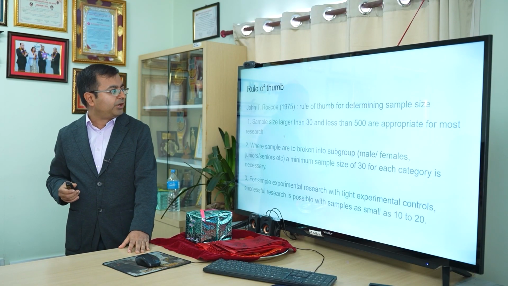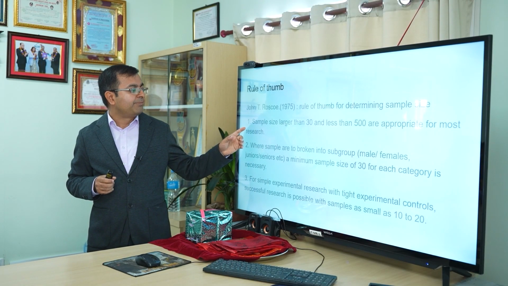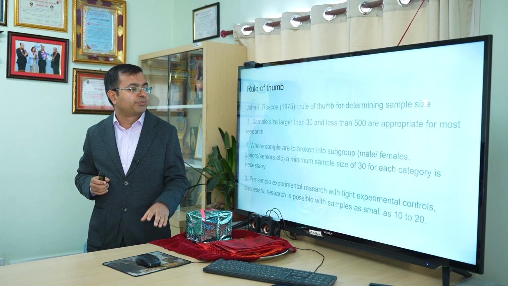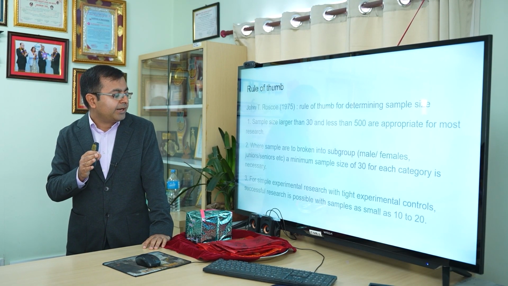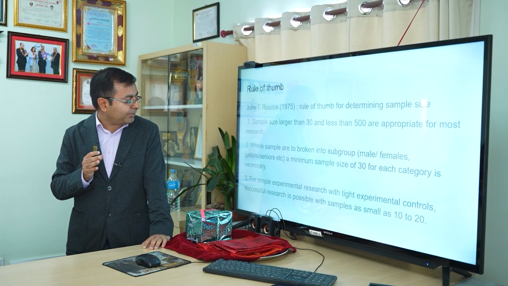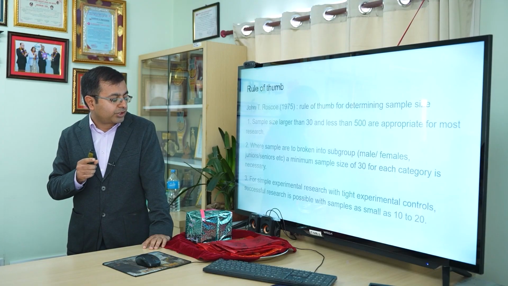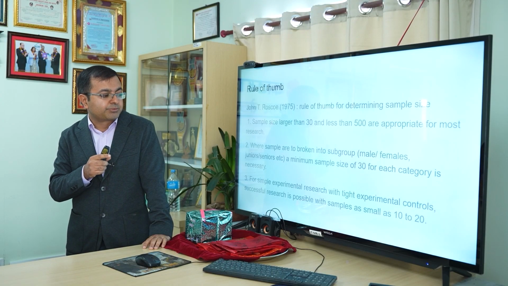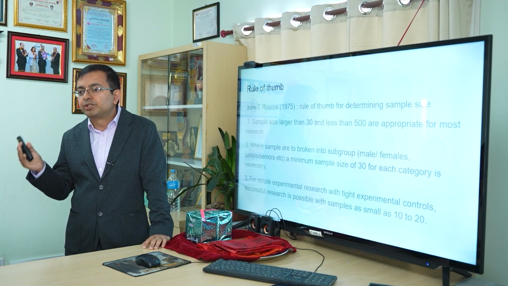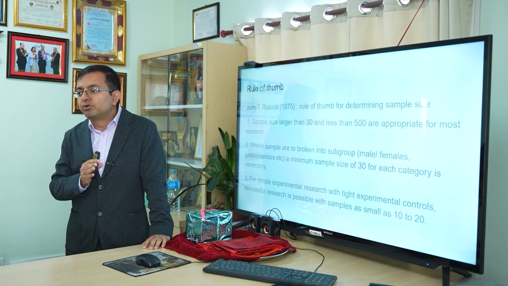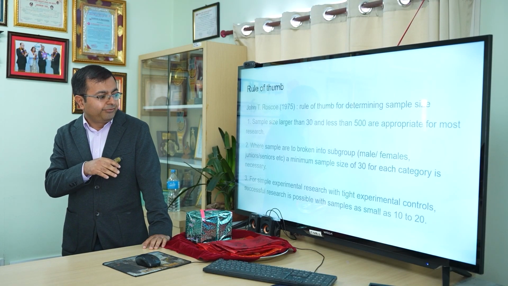But there is an easier thing, a rule of thumb. John Rosek, a statistician, gave a rule of thumb: a sample size larger than 30 and less than 500 is appropriate for most research. When you have subgroups, a minimum sample size of 30 in each subgroup is necessary. For simple experimental research with tight control, successful research can be done even with a sample size as small as 10 or 20. But remember, this is a rule of thumb. You take help from a proper statistician or someone who knows how to calculate sample size, but you can check it to see if it fits.